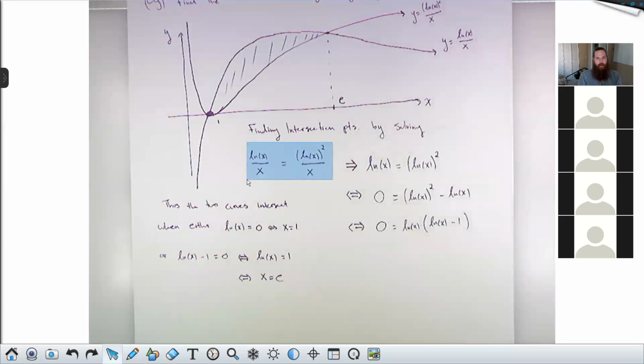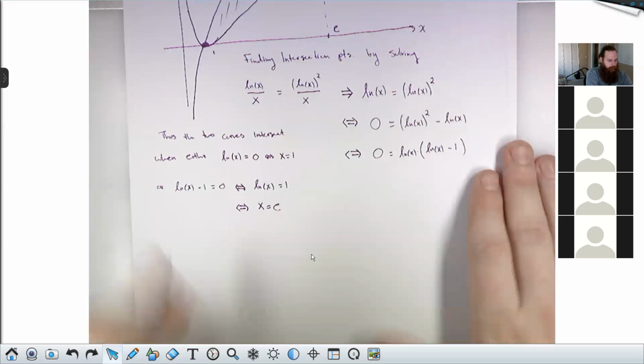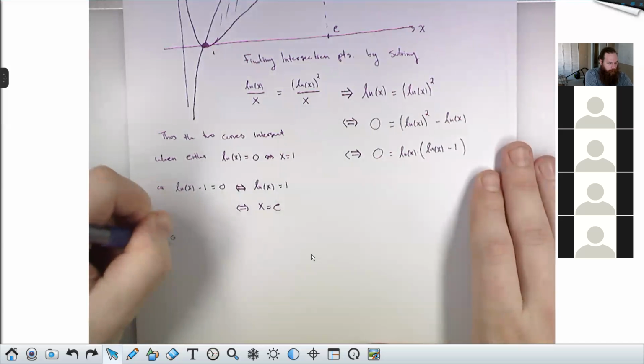So we cross multiply, cancel the x's. That gets us here. Subtract ln x from both sides. That gets us here. And then factor ln x on the right. This is ln x squared minus ln x. So that's ln x times ln x minus 1. And then we set each of these equal to 0 on their own. Ln of x is equal to 0 when x is equal to 1. And ln x minus 1 is equal to 0 when ln x is equal to 1, which means x is equal to e. So my area, these 3 dots arranged in a triangle mean therefore.